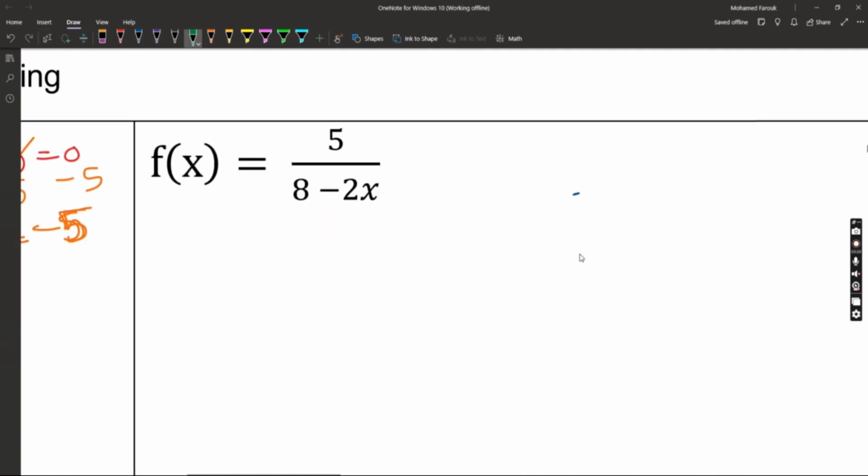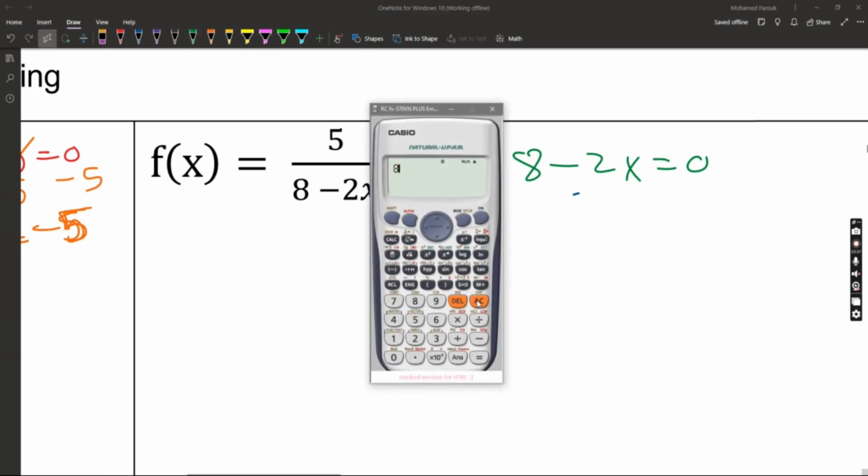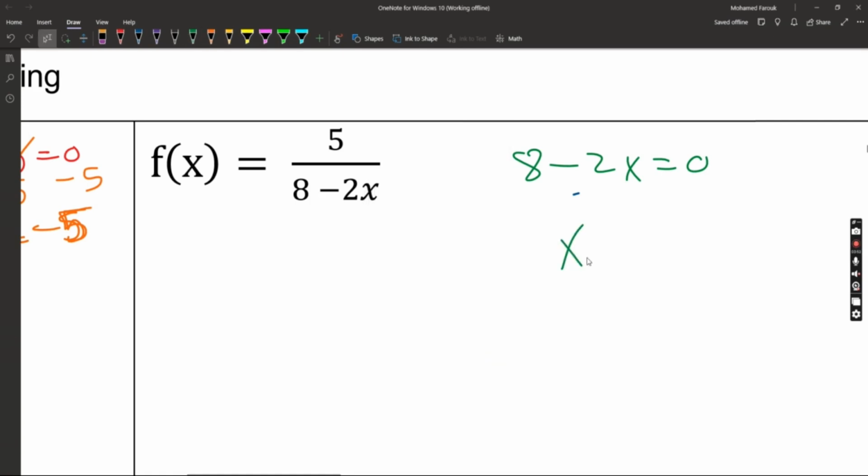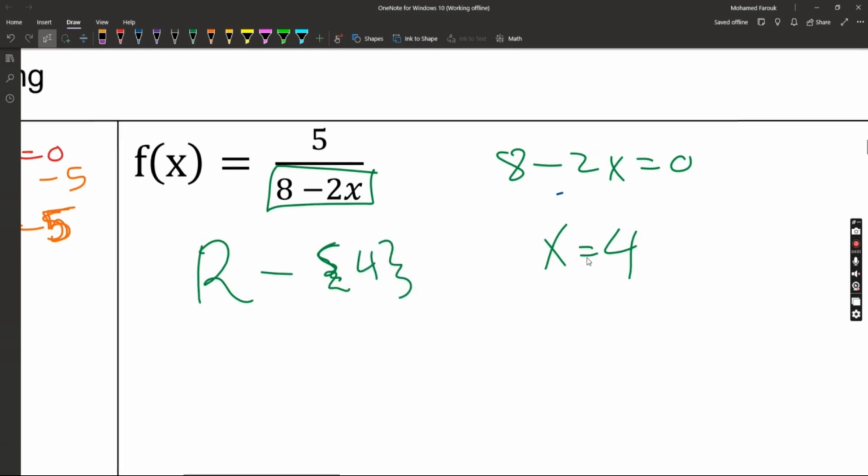This one is the same. We have a rational function, so you will take the denominator and equate it with 0. You can use your calculator directly. I will write 8 minus 2x equal to 0, and I will solve it for x. It will be 4. So exactly at x equal to 4, the denominator will be 0. So I can use all real numbers except 4. Next.